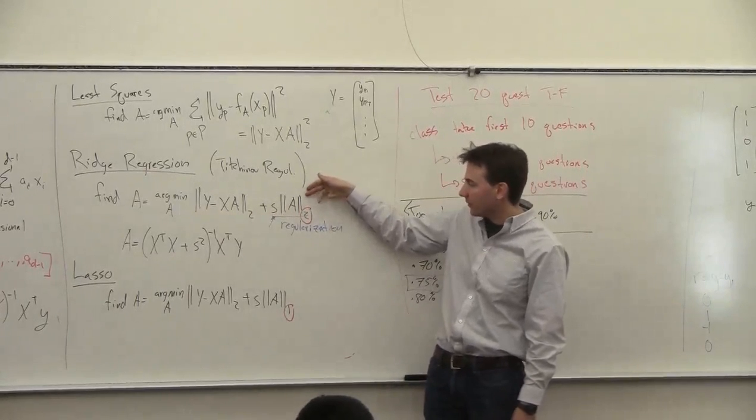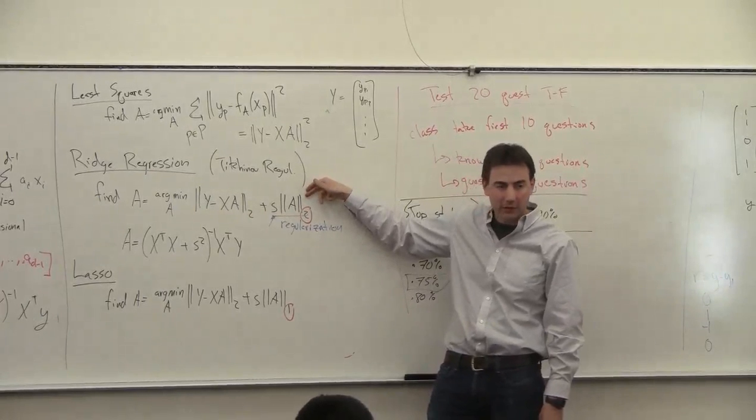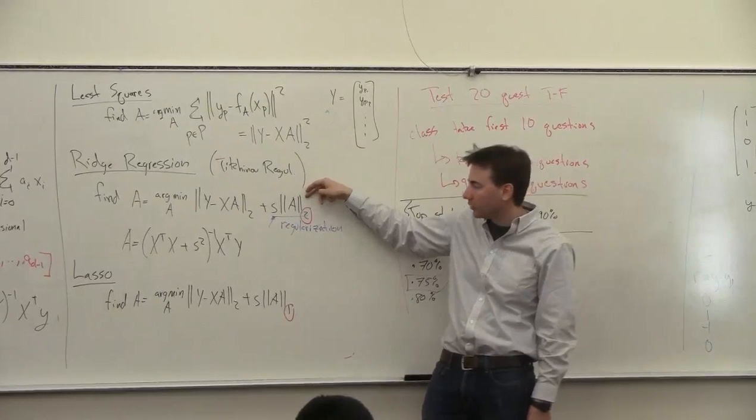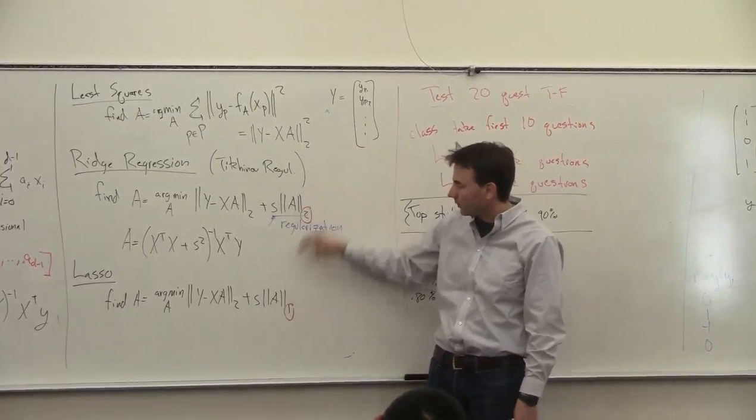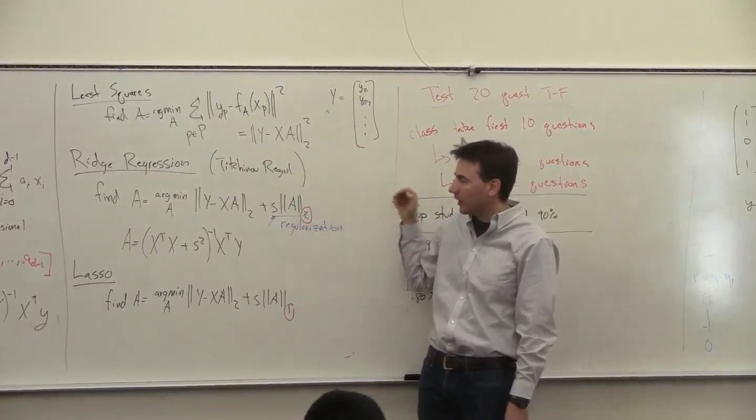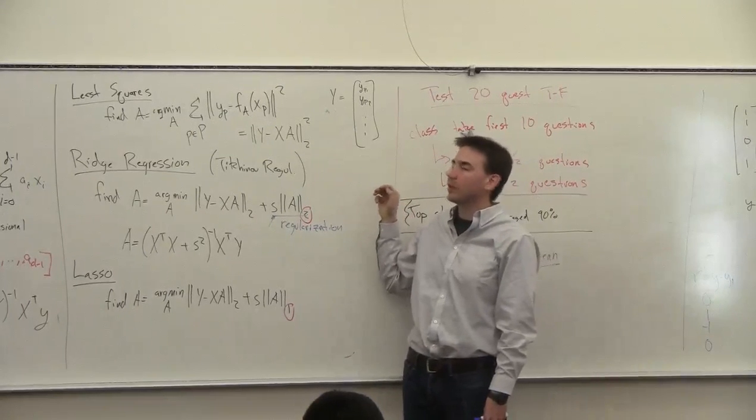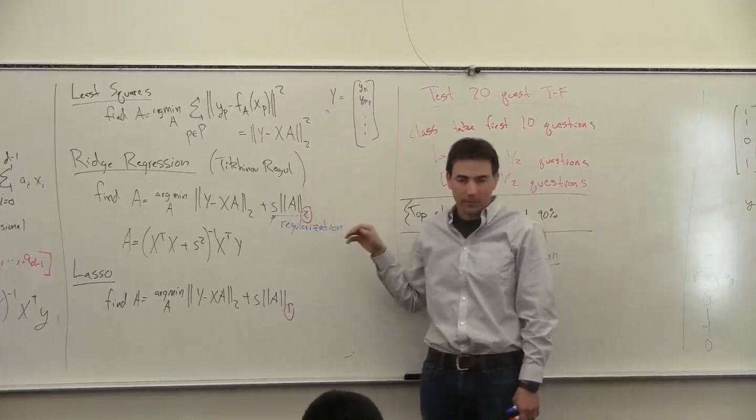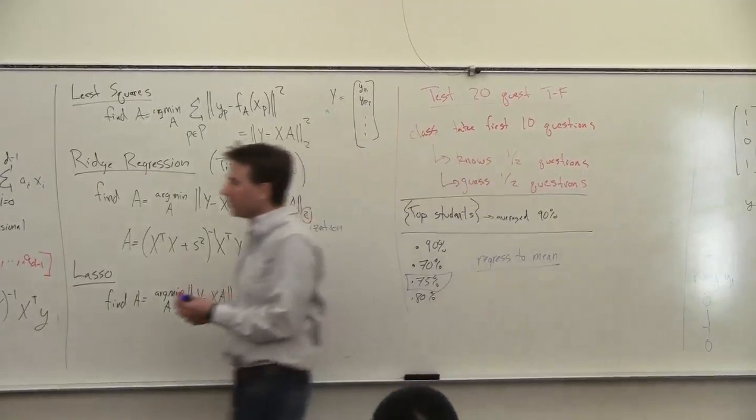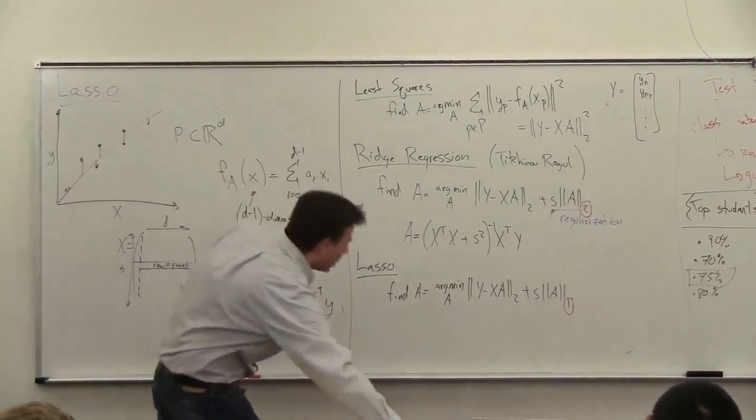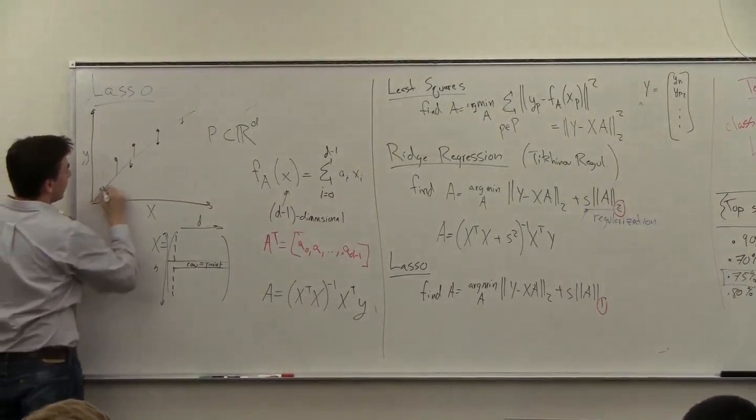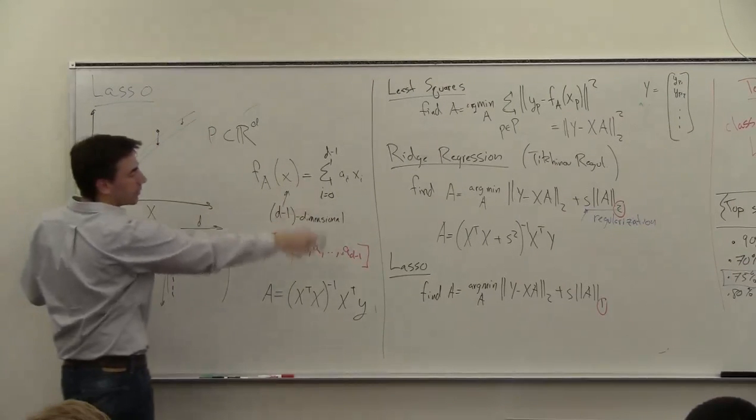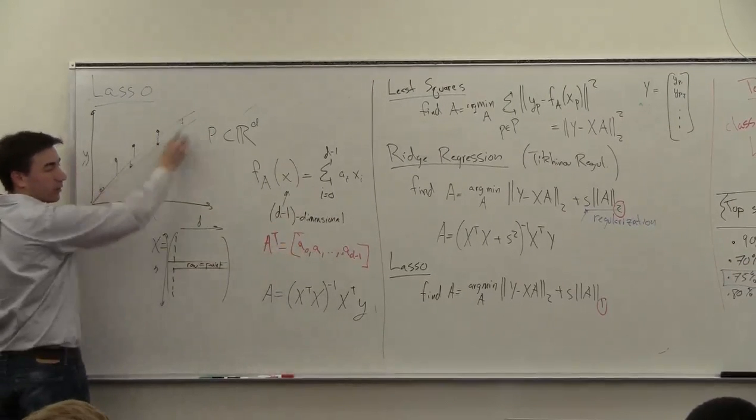And this says if A here, this is a vector, so if the coefficients of A are large, so S is going to be a positive value, if the coefficients of A are large in either of these cases, then it's going to penalize that choice of A. Right? The coefficients of A being large correspond with a line that has a high slope. So the A that you find for the ridge regression or the lasso is probably going to have a smaller slope.